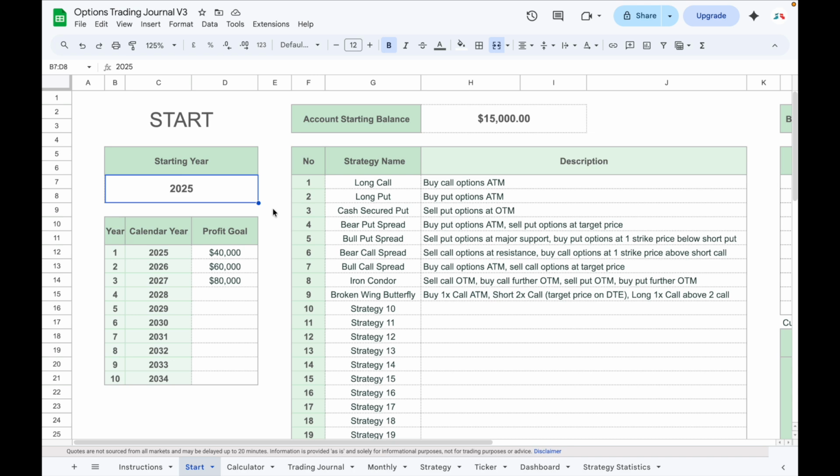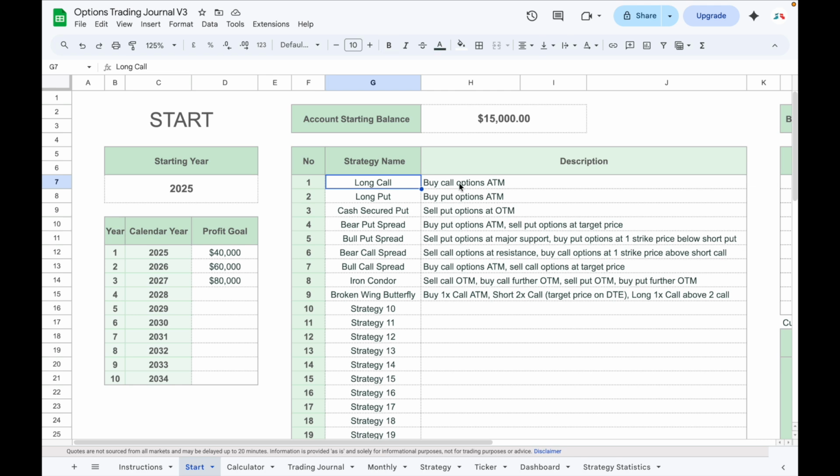First of all, head over to the Start tab to set up your trading journal. Enter the year you want to begin tracking your account. For example, 2025, and it will automatically generate a 10-year list in the cells below. Next, set your profit goal next to the year. Then set your account starting capital. After that, input the names of your strategies.